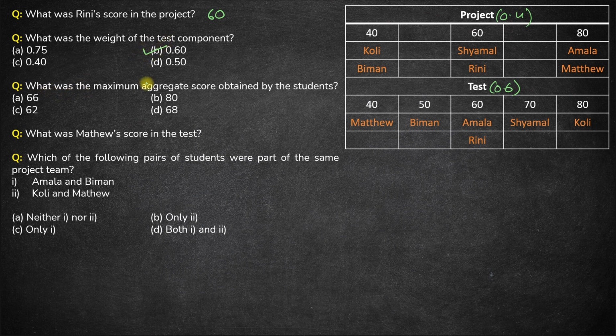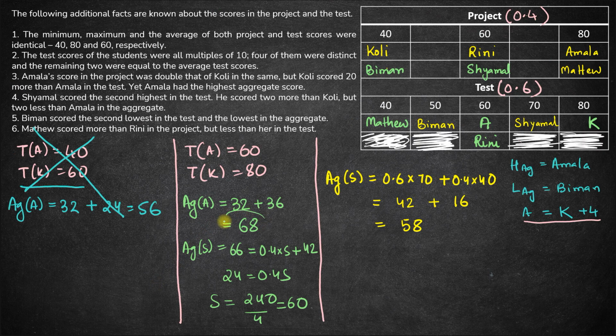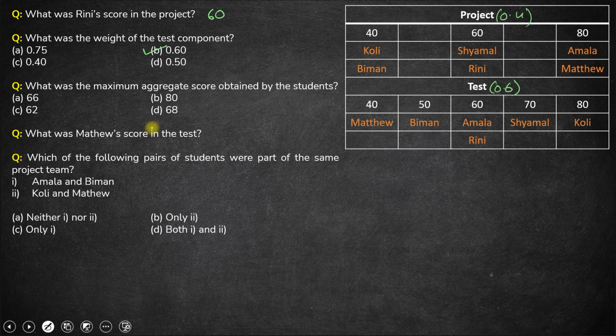Next question, what was the maximum aggregate score obtained by the students? So maximum aggregate was obtained by Amala, right? And for Amala, the maximum aggregate was 68. So this is option D. What was Mathew's score in the test? So in test, Mathew's score is 40.